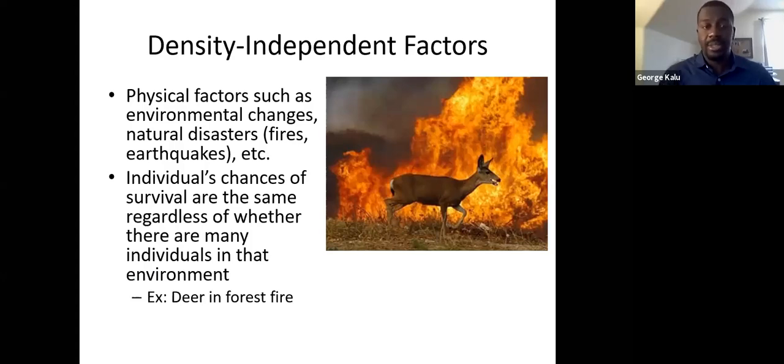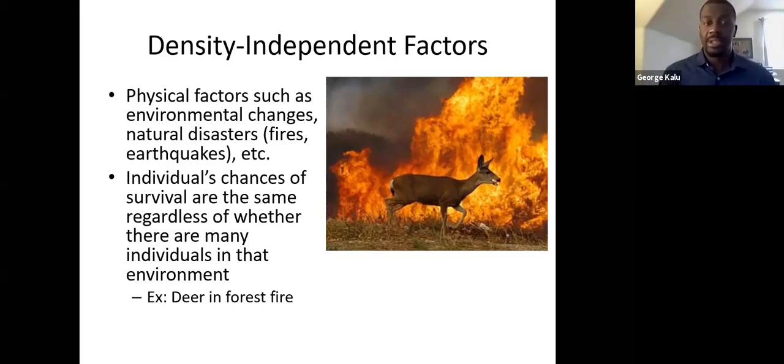These are considered density independent because, for a forest fire, for example, the ability of a deer to survive is going to be the same regardless of the population density. If there's lots of deer available versus a few deer present, the survival chances are going to be the same. The only thing that's going to affect its ability to survive is how fast it's able to get away from that fire, or that disaster. If it's able to get away, its chance for survival is going to be higher. If it's not able to run away fast enough, then it's not going to survive.